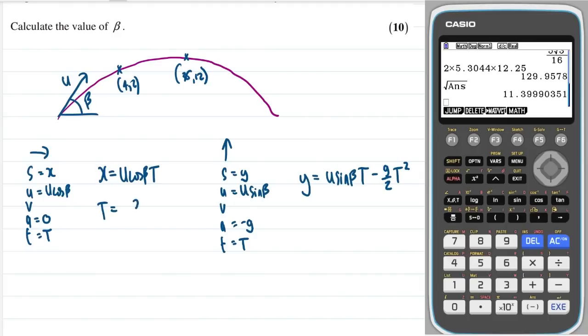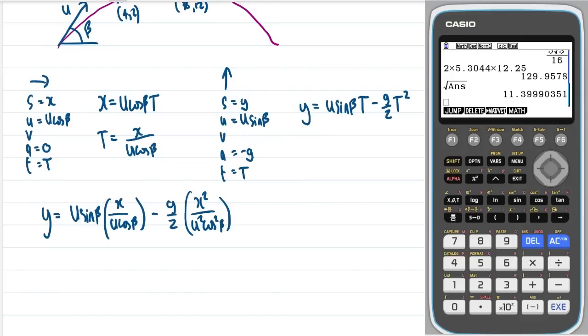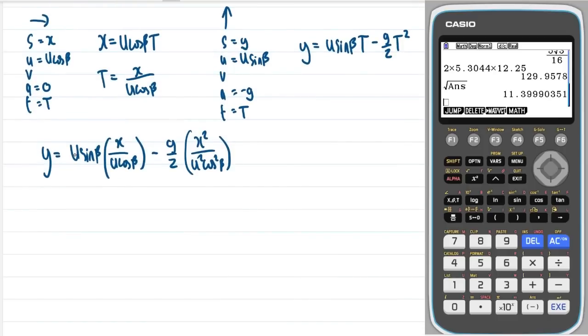So I'm going to rearrange this one for t, and then I'm going to substitute it into this y over here. So warning, this could get messy. x over u cos beta, and then we're going to have minus g over 2. We've got to square this, so we'll get x squared over u squared cos squared beta. Okay, and then simplifying, we can cancel a u here. We have a sine over cos here, which is a tan. So we get y is equal to x tan beta, and then here we're just going to get a gx squared on top over a 2u squared cos squared beta.